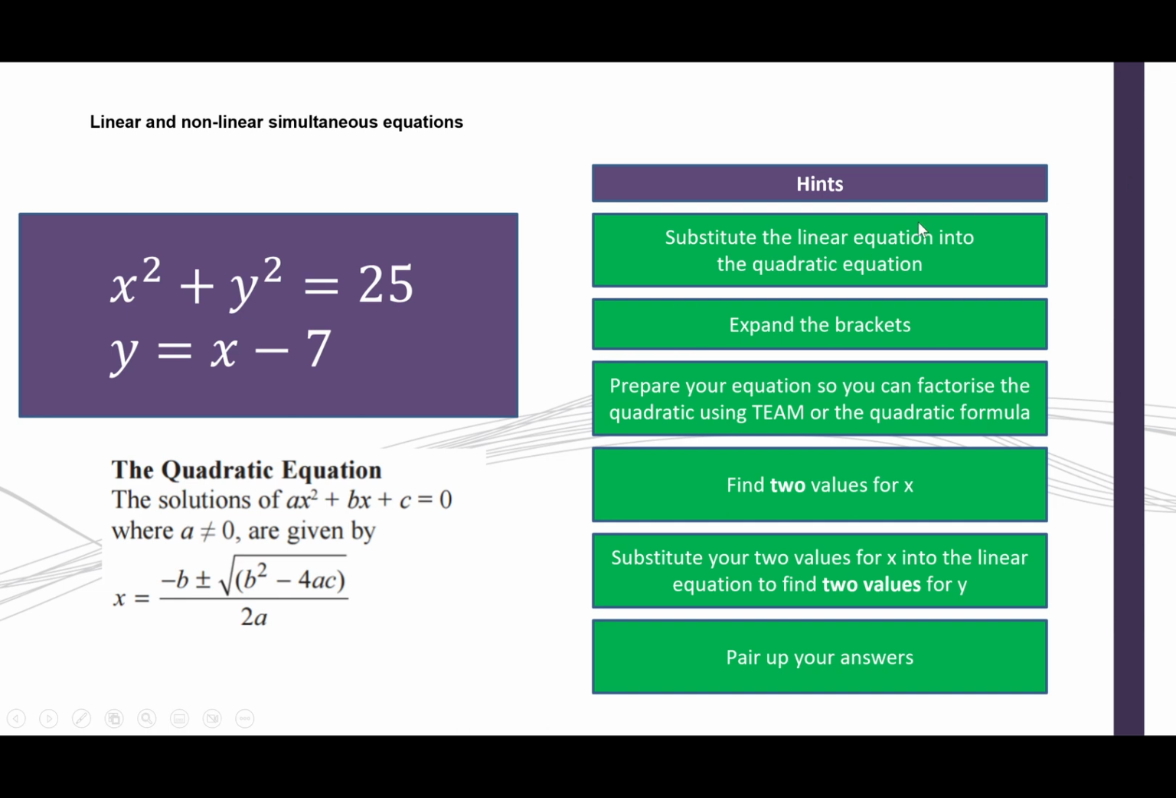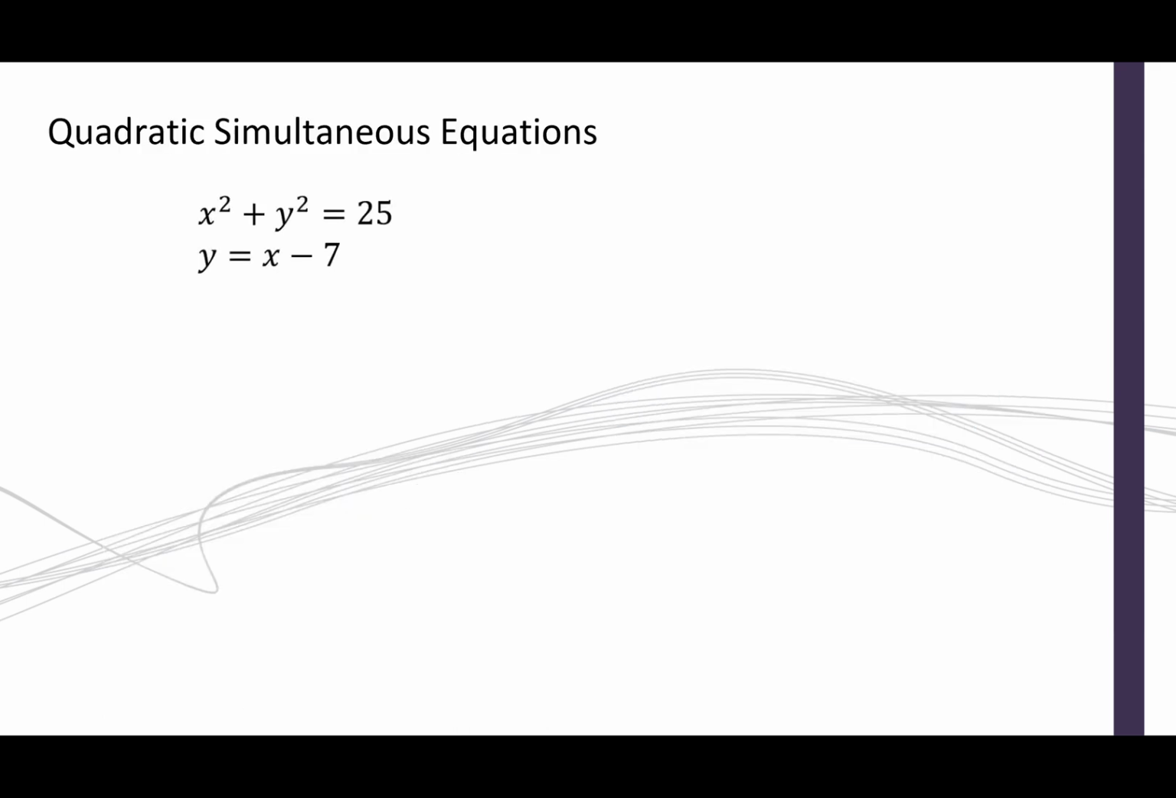Okay, let's look at those hints in terms of example 1. Solve the following linear and non-linear simultaneous equation. x squared plus y squared equals 25, and y is equal to x minus 7.